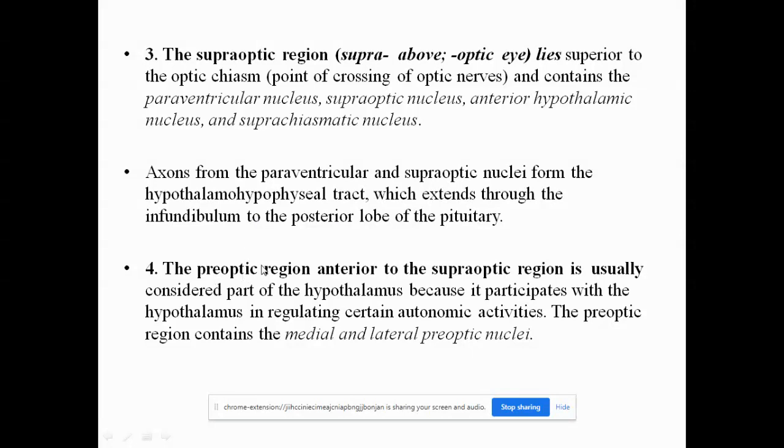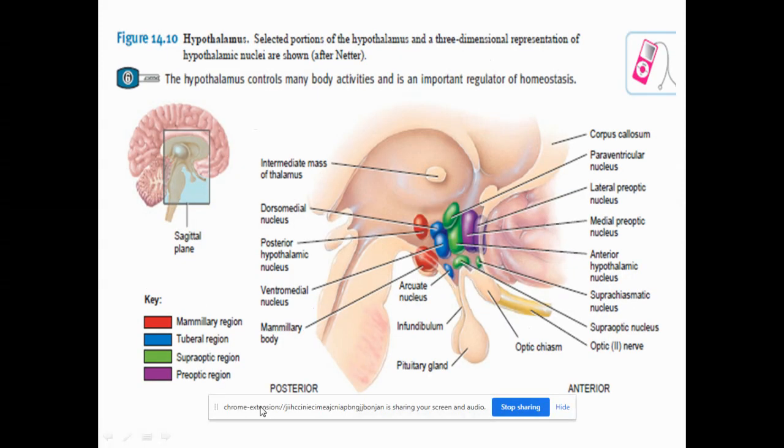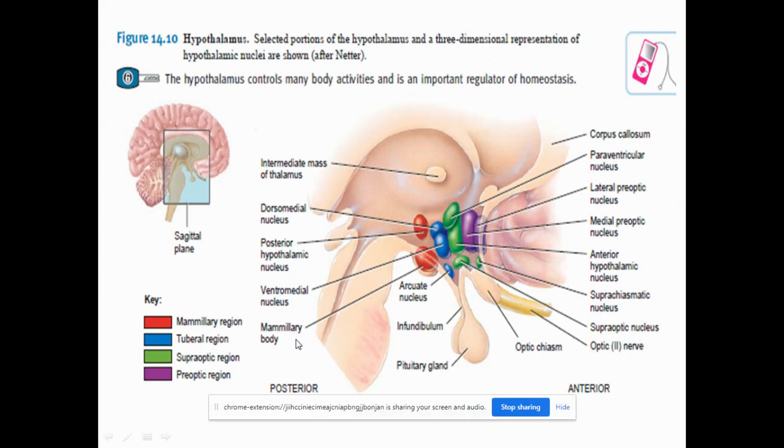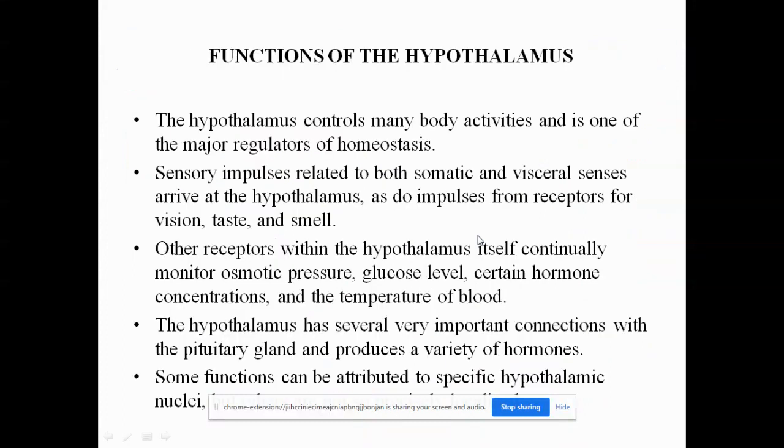The fourth one is the preoptic region. From the name you can understand it is anterior to the supraoptic region. So these are the violet colored ones, anterior to the supraoptic region. It is usually considered part of the hypothalamus because it participates with the hypothalamus in certain autonomic activities. So what is the function of this? It contains two nuclei, the lateral preoptic nuclei and the medial preoptic nuclei.